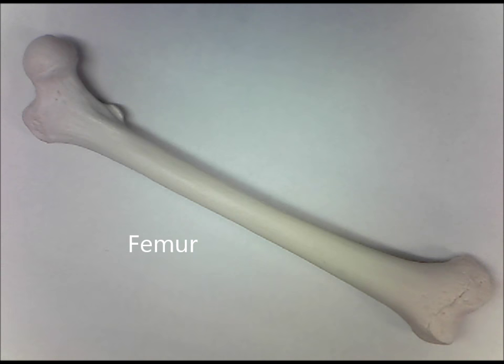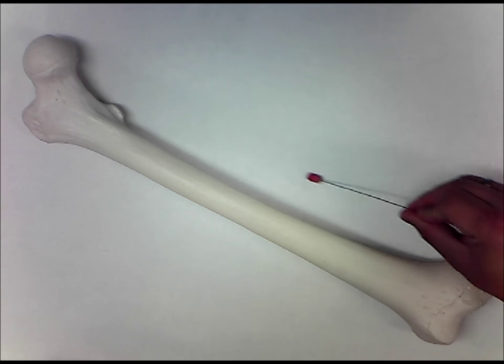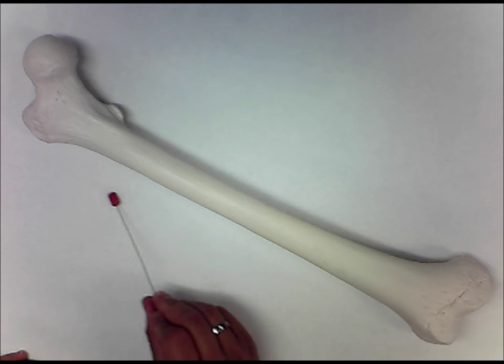The femur, also known as the thigh bone. You are looking at a right femur from an anterior view. This end is superior, or the proximal end. This end is the inferior end, or distal end of the bone. This would be the medial side of the bone, and this would be the lateral side of the bone.